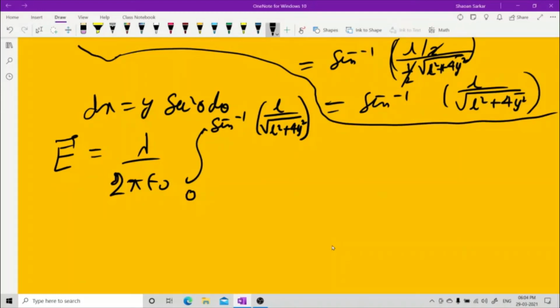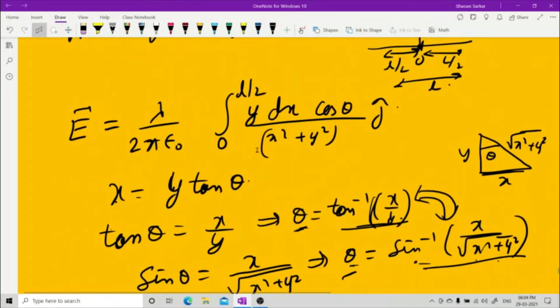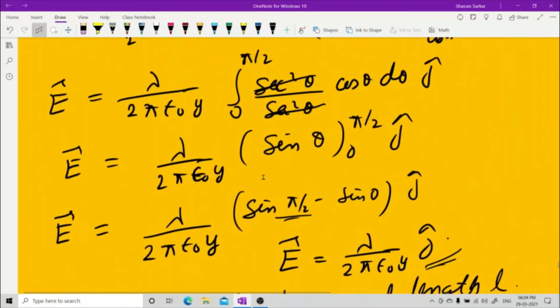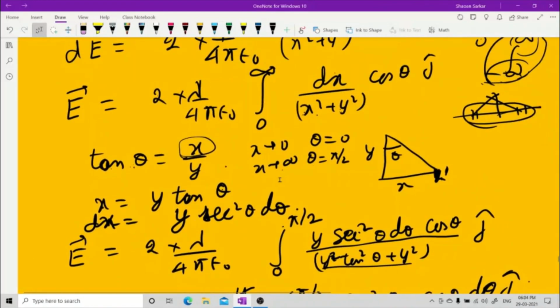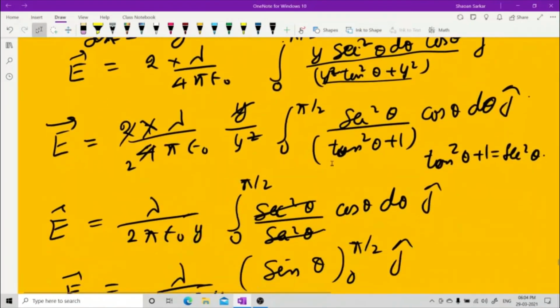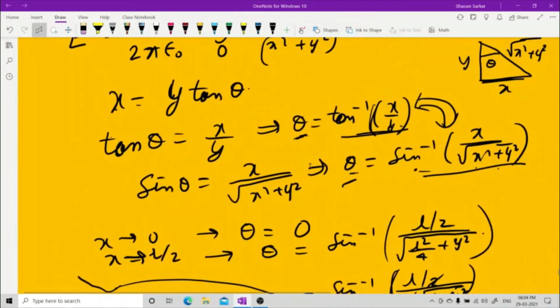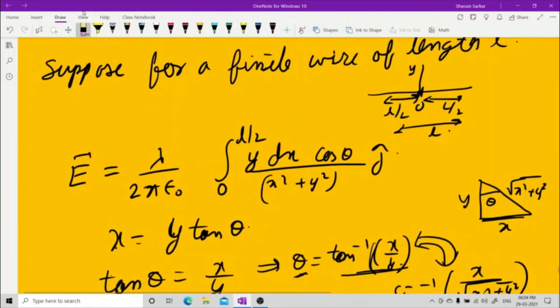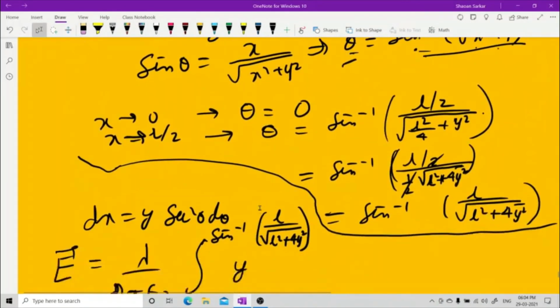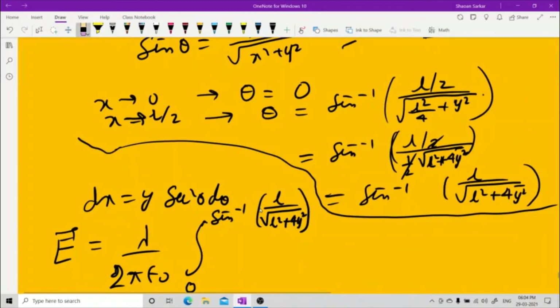Now you have dx is y sine inverse. Let me see the expression once more. Yes, let's check once more. Yes, it was dx, not y dx. Sorry. So now you have this expression. In this, you will not have y anymore. This will be dx.